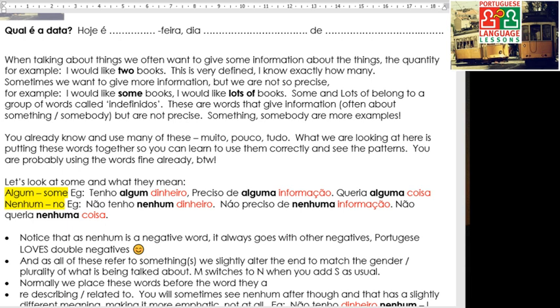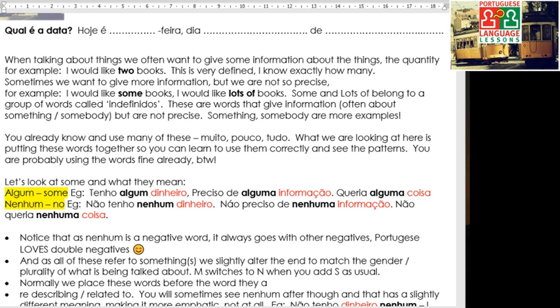If we're talking about things, we often want to give some information about the things. For example, quantity. I would like 2 books. So 2, that's very defined. I know exactly how many. But sometimes we still want to give more information, but we're not so precise. So an example would be, I would like some books, or I would like lots of books. So these words some and lots of belong to a group of words that we call in Portuguese indefinidos.